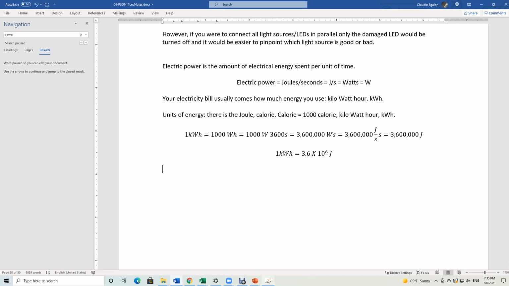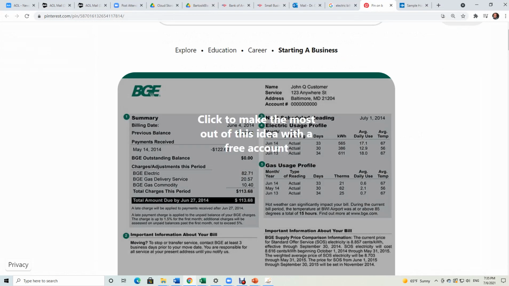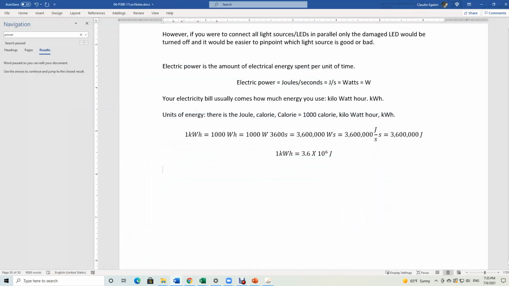Okay? So if you are using 565 kilowatt hour, if you want to find out how many joules you are using, you have to multiply 565 by 3,600,000 joules. Okay? So that's one of the units of electricity.